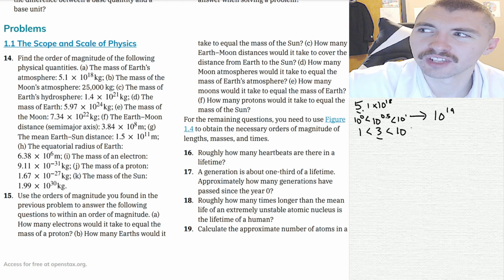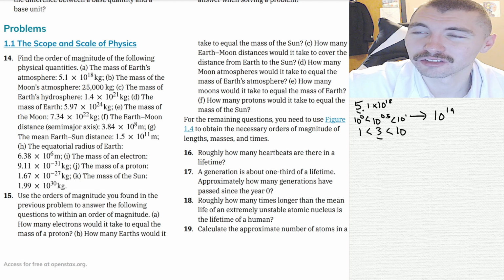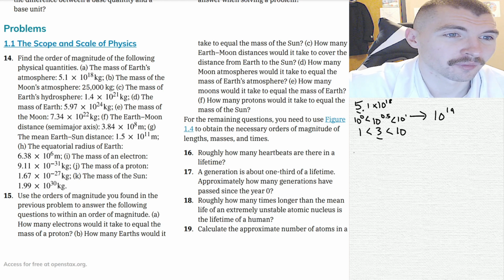Now this is kind of counterintuitive to me because usually if it's 5 or greater, you round up. But I think this is what the book taught, so this is the answer I'm going to give.